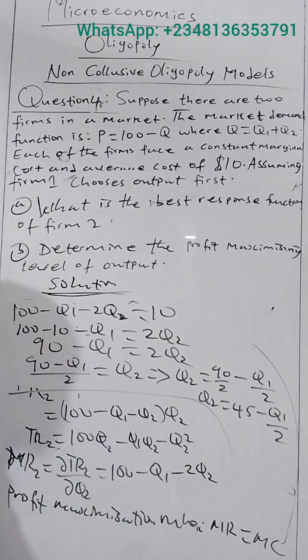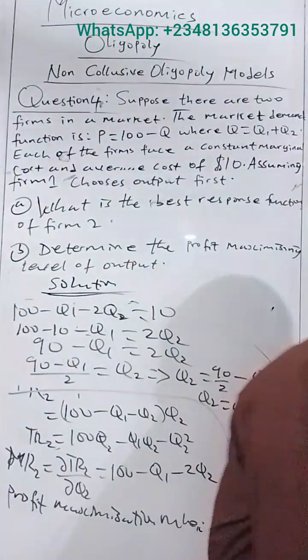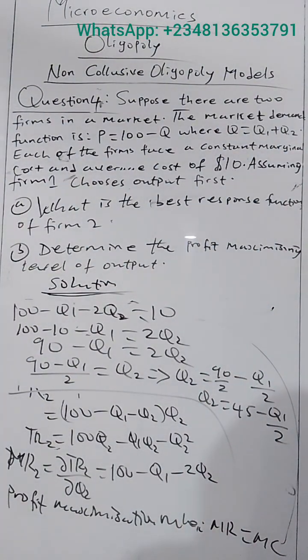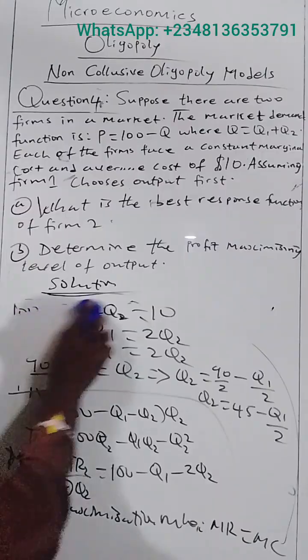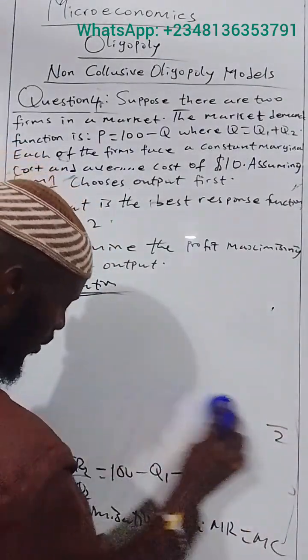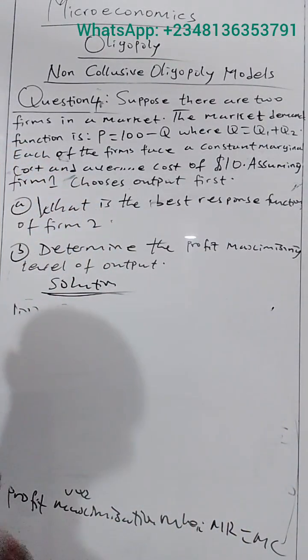Okay, that is question A, the best response function. The next question says to determine the profit maximizing output level. Before you can determine that, you also need to use the reaction function of firm 2. Don't forget, the profit maximizing output level.